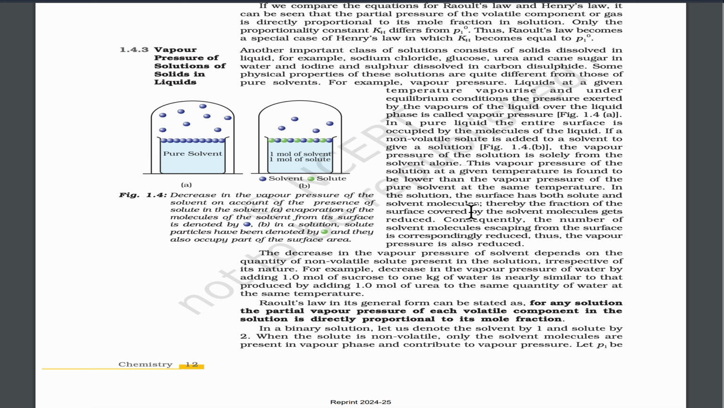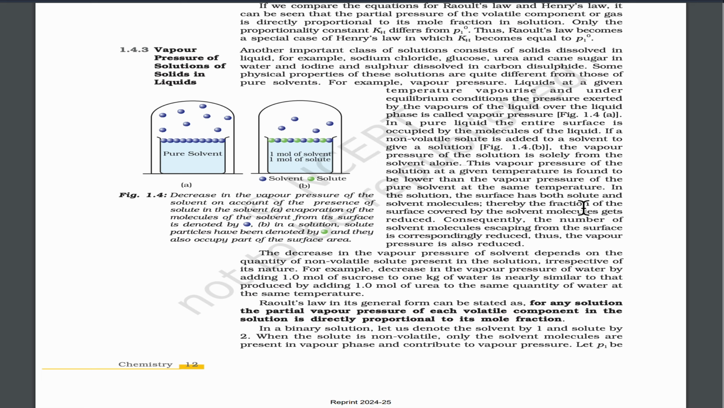In the solution, the surface has both solute and solvent molecules. Thereby, the fraction of the surface covered by the solvent molecules gets reduced. As I told you, when we took that example, there were 10 molecules here, and here 5 solute and 5 solvent molecules. See, there were 10 solvent molecules here. So there is a decrease in the number of solvent molecules present at the surface. That is what they're saying here.